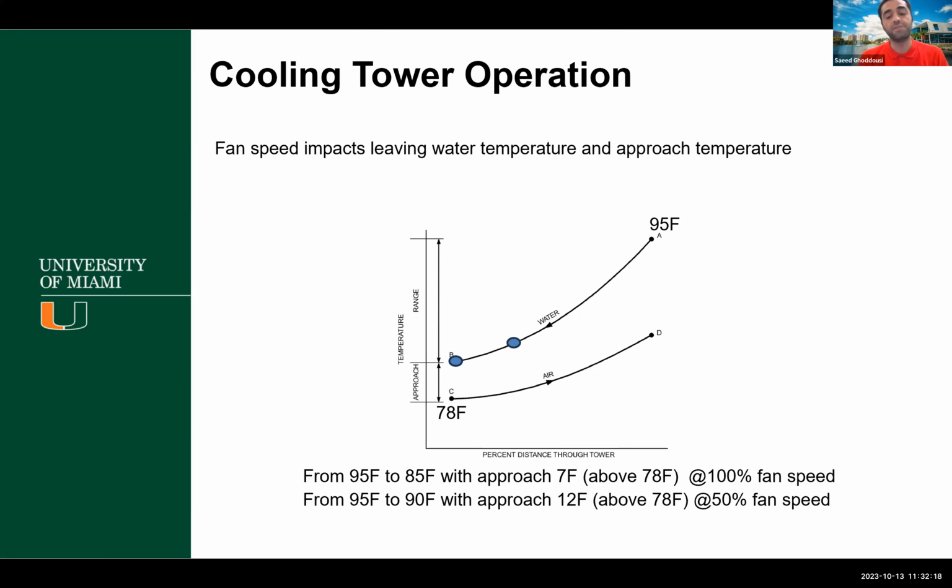Approach temperature, again, is the difference between the ambient air wet bulb temperature and the leaving water temperature from the cooling tower. This shows how fan speed can affect our leaving water temperature, right? And also the approach temperature.